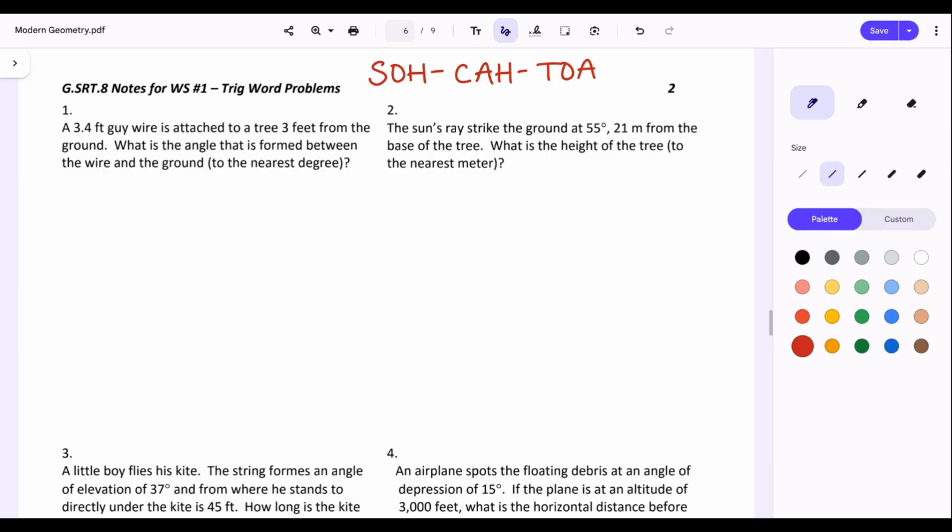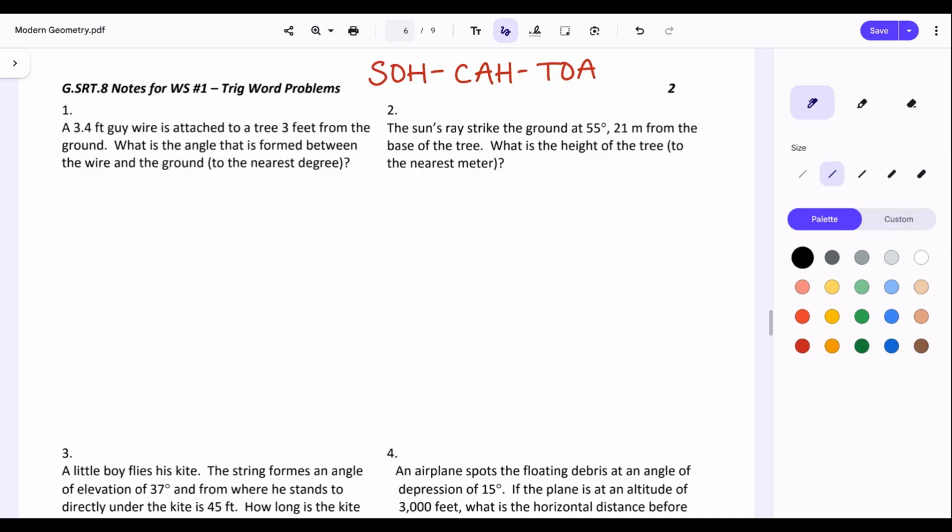So let's take a look at this first one. It says a 3.4-foot guy wire is attached to a tree 3 feet from the ground. What is the angle that is formed between the wire and the ground to the nearest degree? So when they want an answer here, we want a nice, clean, rounded number. So we don't want any decimal. We're just going to have to round it up or round down to the nearest whole number.